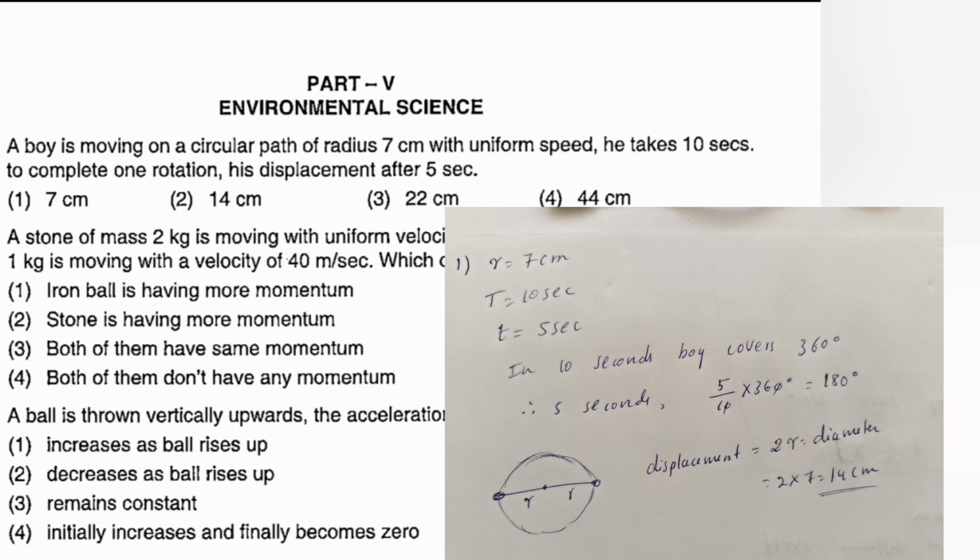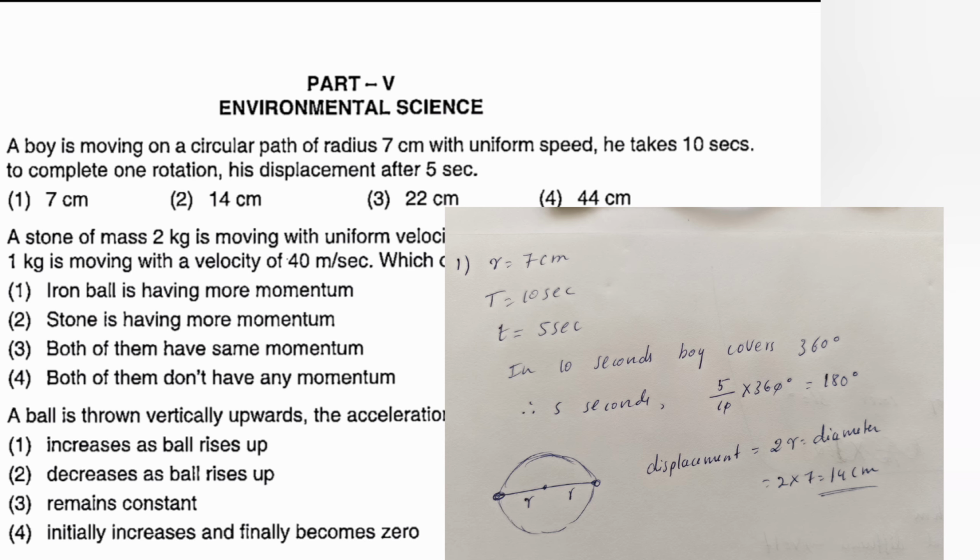In 10 seconds, the boy completes 360 degrees. In 5 seconds, half of it. So we will get 180 degrees. So, after 5 seconds, he completed half of the circle. So, the displacement is from the start to the end of the path. So, it is nothing but the diameter of the circle.